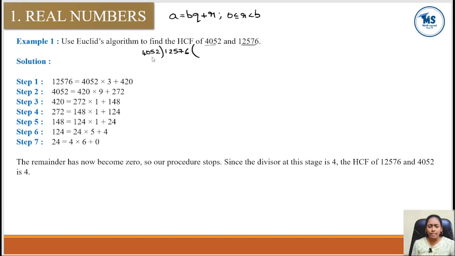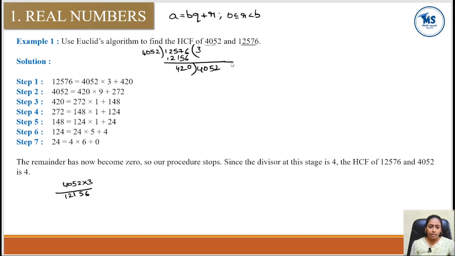I think 4052 will go 3 times. Let's check. 4052 into 3: 3 2s are 6, 3 5s are 15, carry 1, 3 4s are 12, plus 1, that is 13. So 12156, no, 12156, 3 times 4052. Subtract: 6 minus 6 is 0, 7 minus 5 is 2, 5 minus 1 is 4. Then if your remainder is not equal to 0, you need to apply the division lemma again to the obtained remainder and the previous divisor. Here the previous divisor is 4052.